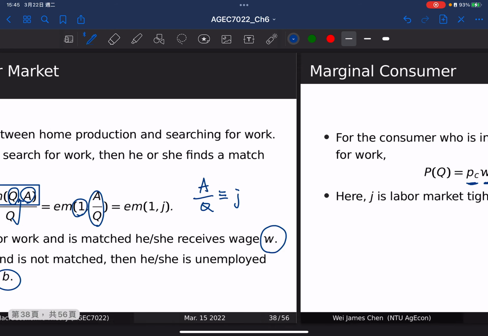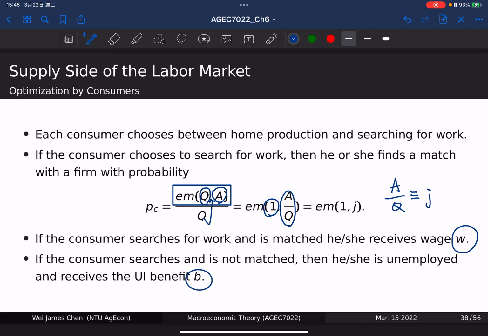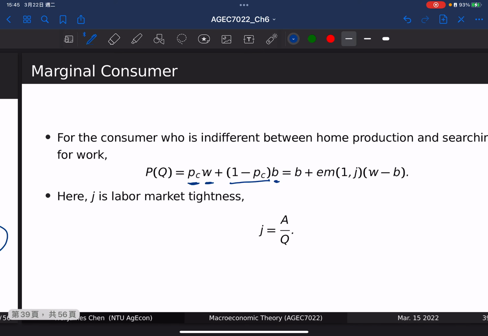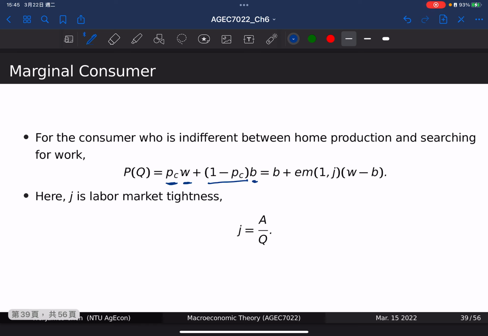Because this is PC, basically. And what is this? This is the expected payoff that you get. Probability times payoff, probability times payoff. This is the expected payoff. But I define expected payoff as this, P of Q.